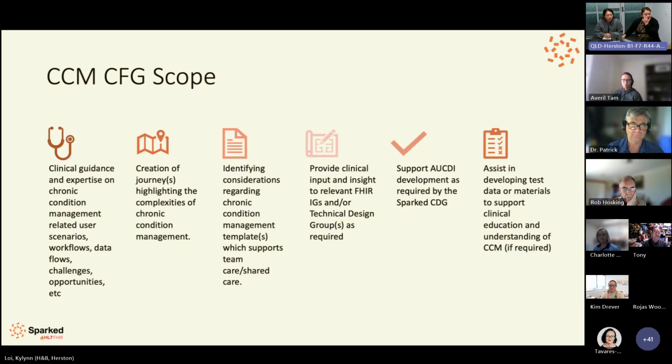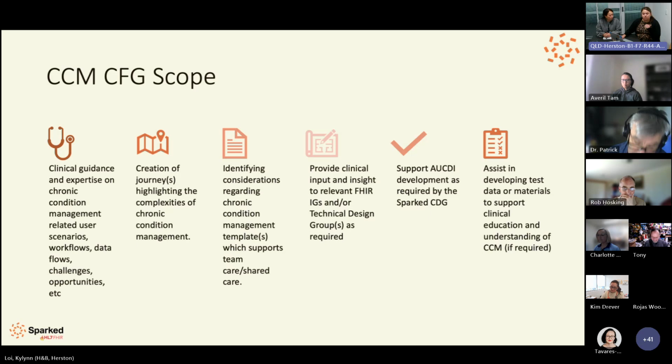So just quickly, a reminder of what the clinical focus group is. It's essentially a group to provide clinical guidance and expertise to help build out the workflows, the data flows, and any other materials to support AUCDI and the FHIR IG development. Specifically, with the chronic condition management clinical focus group, we're looking at the creation of a journey highlighting the complexities of chronic condition management and any other considerations around that.